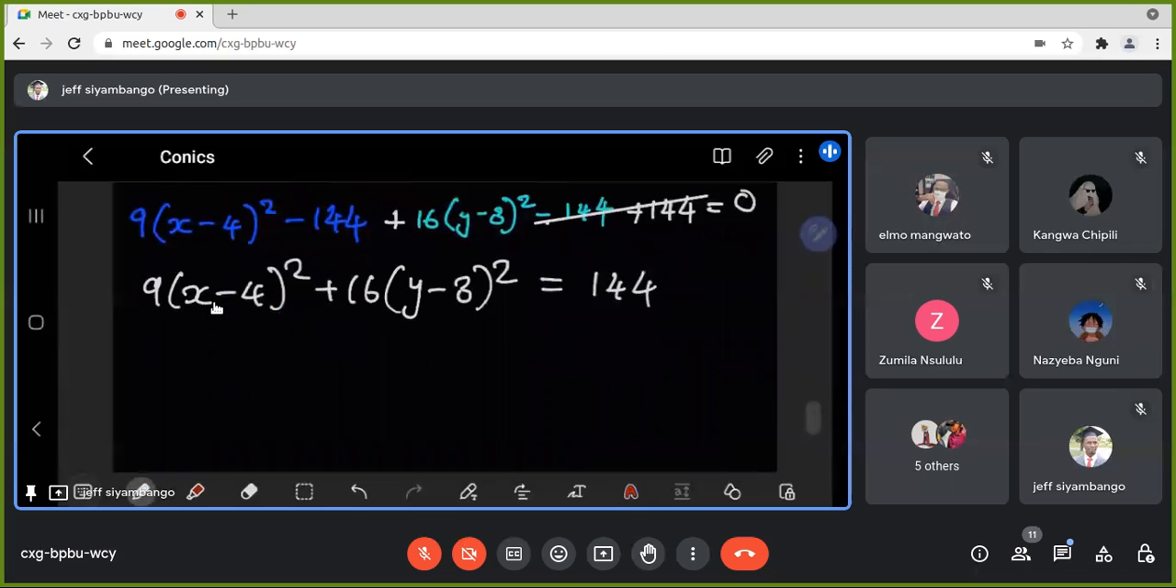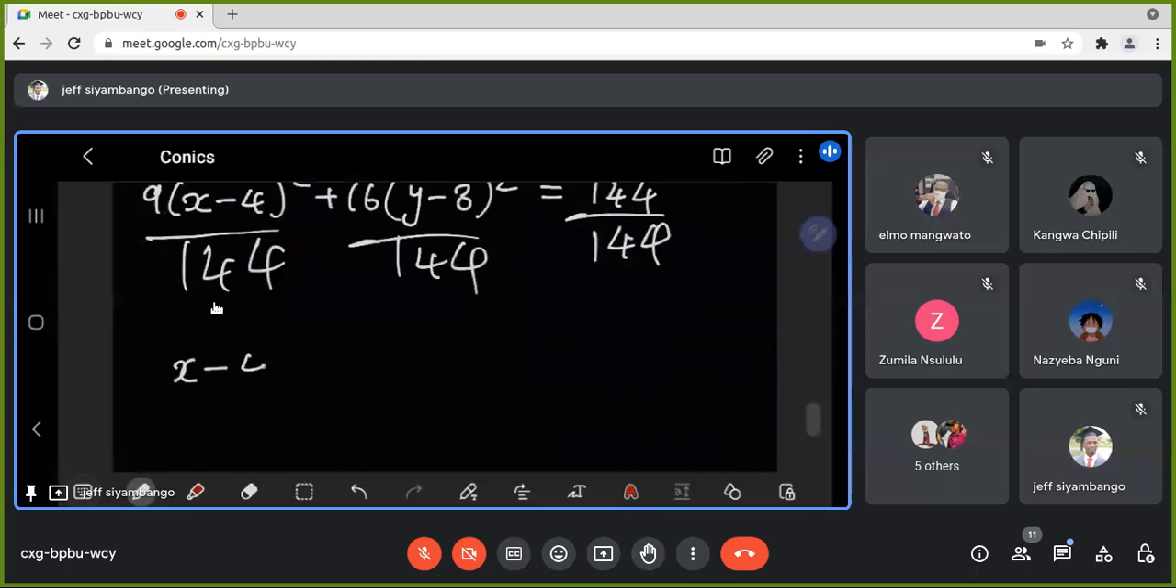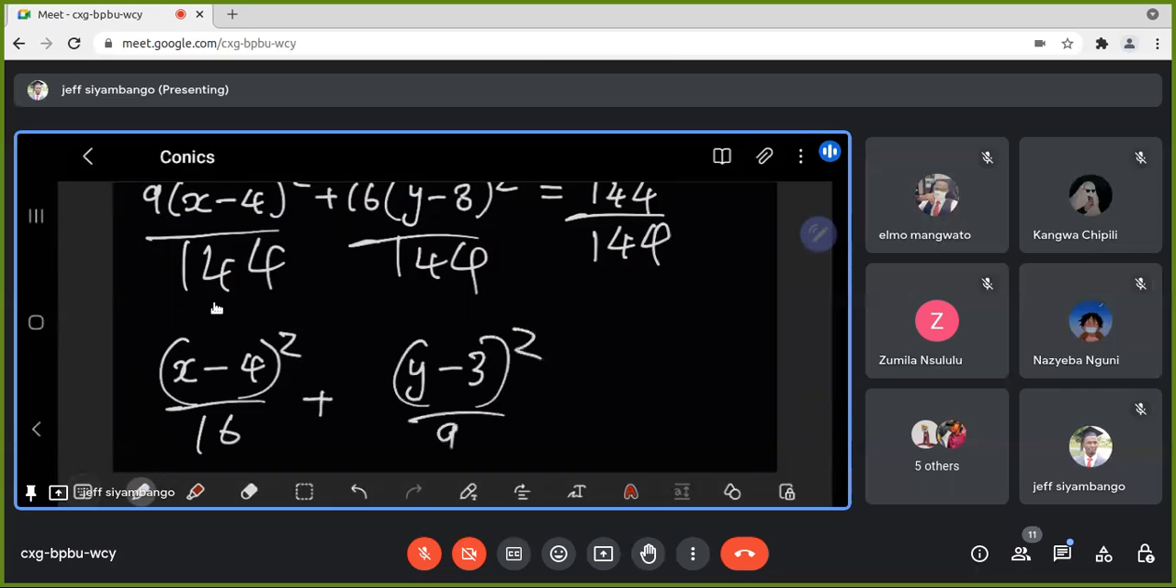Now this is starting to take shape, but we still see the coefficients there. And we know in this case, because these coefficients are not the same, this is not a circle. So divide everything by 144 so that the right side is a 1. So we now have 9 into 144, of course, that will be 16. So this is x minus 4 squared over 16 plus y minus 3 squared over 9 is equal to 1.